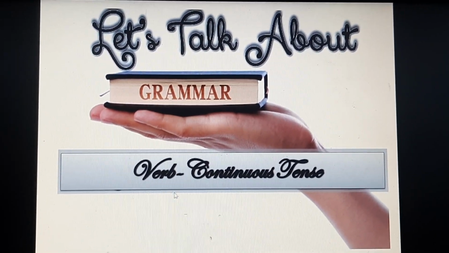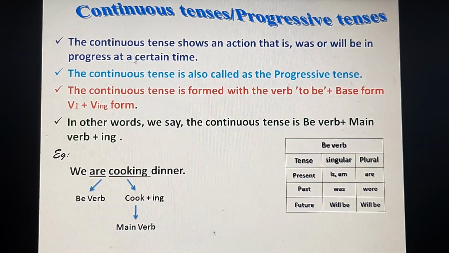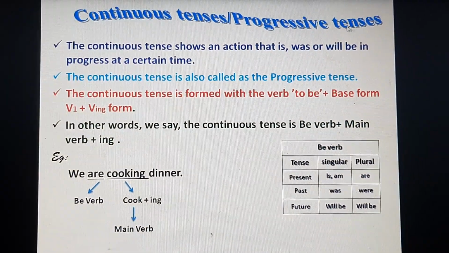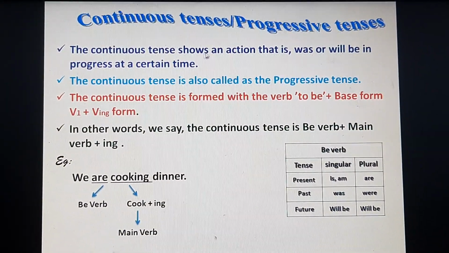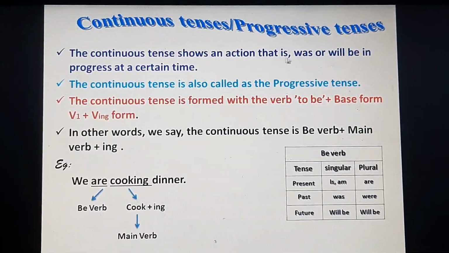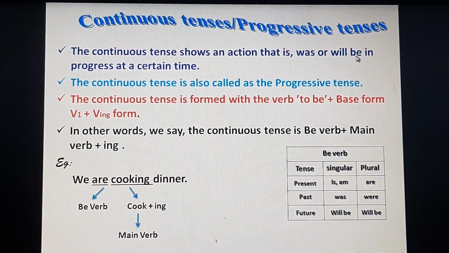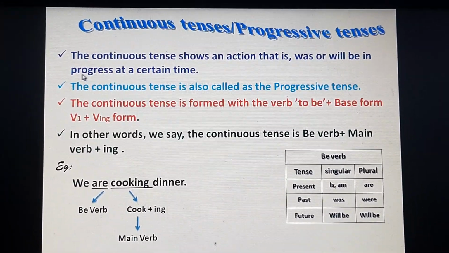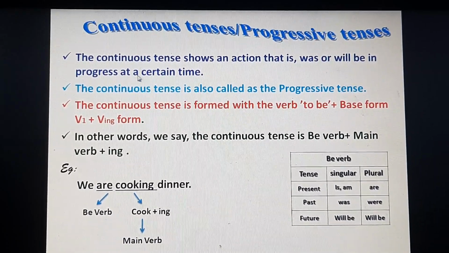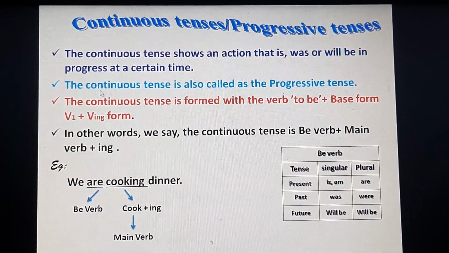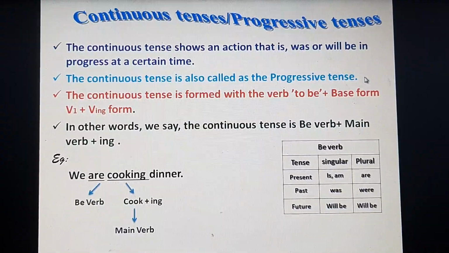Today we shall learn about continuous tense. Continuous tense, or progressive tense. The continuous tense shows an action that is present, was past, or will be future, in progress. That is, the action will be continuous at a certain time. The continuous tense is also called the progressive tense.